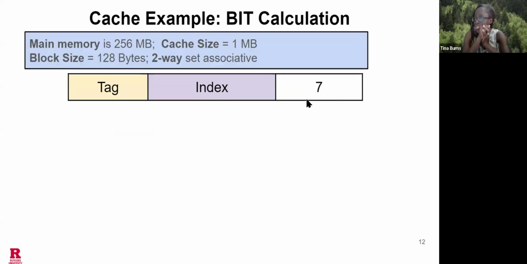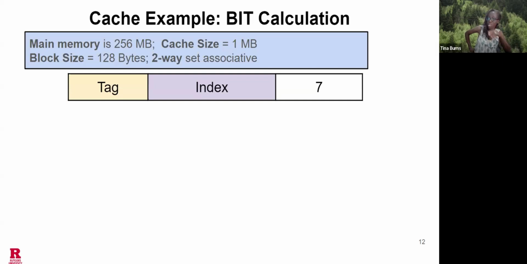Now, when I get to the index, keep in mind that my index refers to the number of bits needed to represent my sets. This example does not give you the number of sets, so we have to do a little bit of calculation here. I don't know how many sets there are, but I know a couple of things.